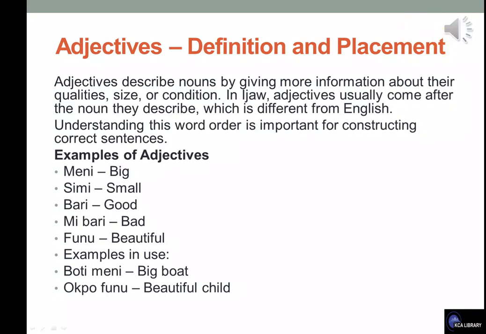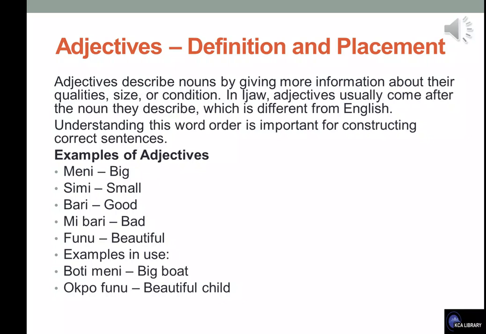Adjectives are words that describe nouns by giving additional information about their qualities, size, condition, or appearance. In Ijaw, adjectives typically follow the noun they describe, which is different from English word order. Understanding this structure is important for forming correct and meaningful sentences in Ijaw.